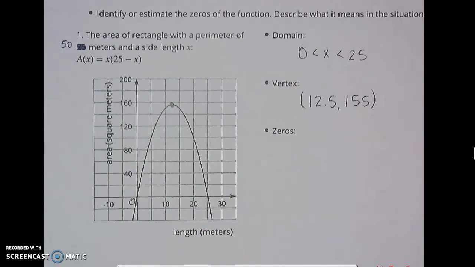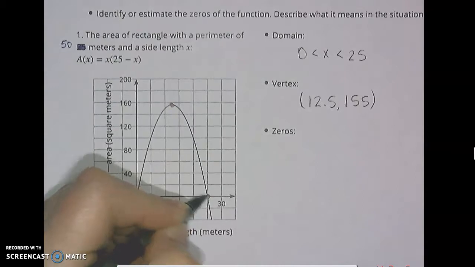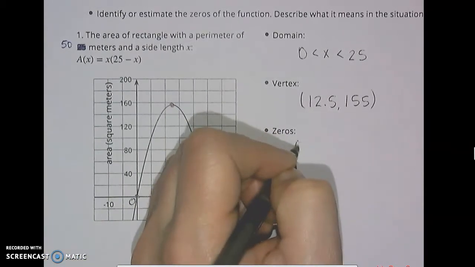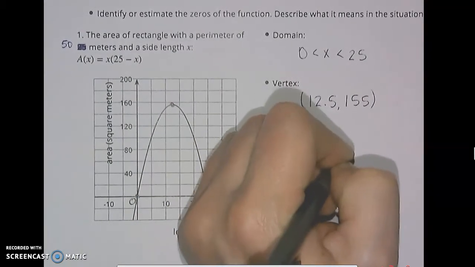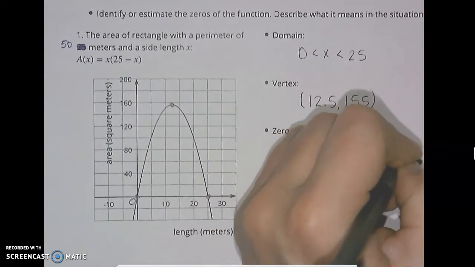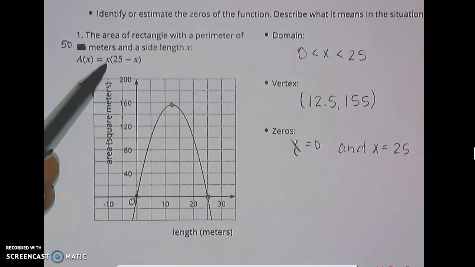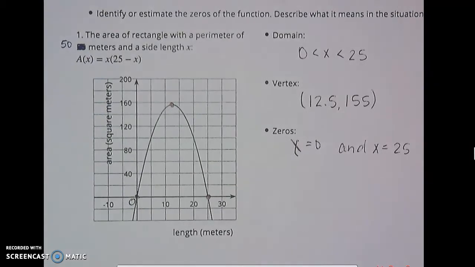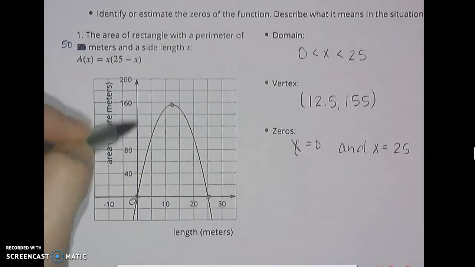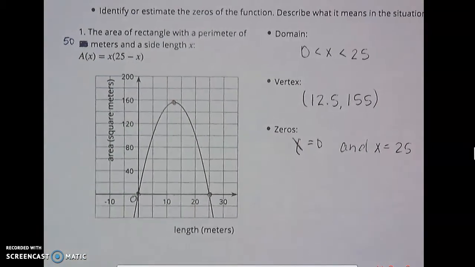Zeros, if you remember, are where they cross the x-axis. So that's going to be these 2 points right here. So actually let's just put for zeros, x equals 0, and x equals 25. So we'll just give the x values. That's what you would get if you solve this equation as well. Okay, you get x equals 0 and x equals 25. So ultimately, you would only want this space of the graph. You wouldn't want everything. Okay? Let's take a look at another one.